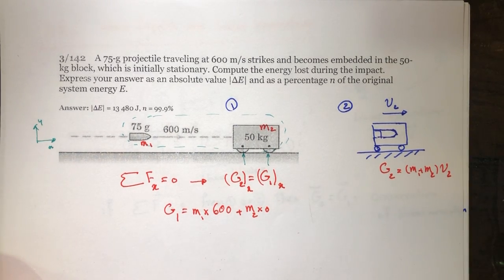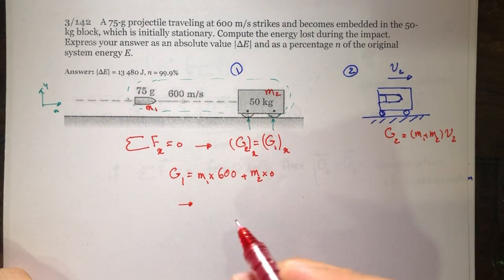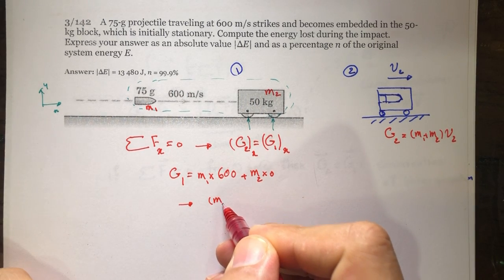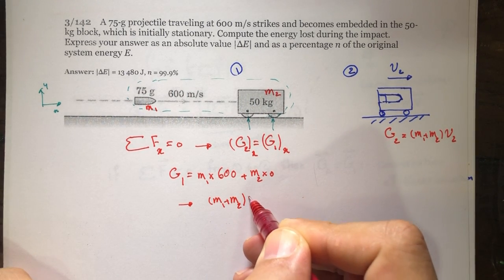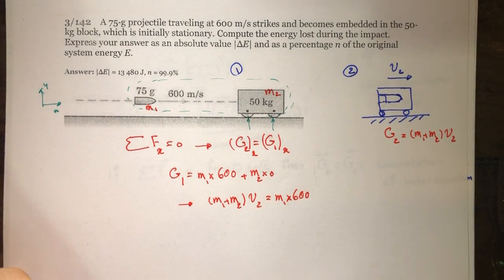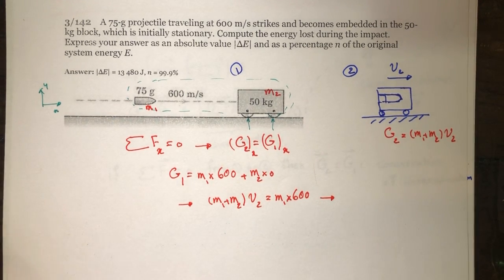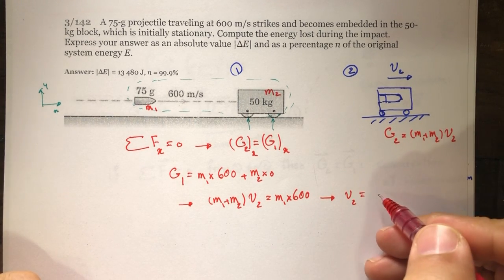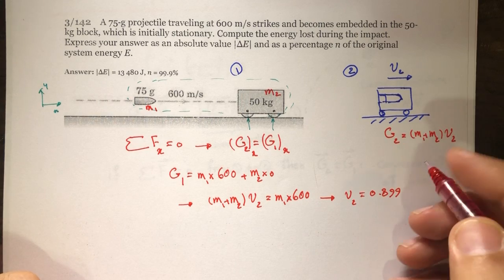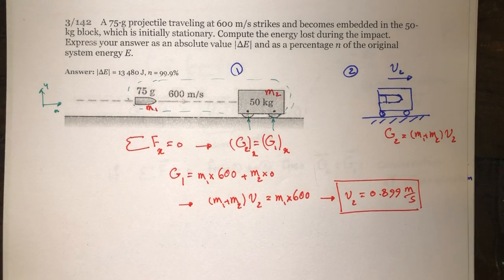So let's put everything back in the conservation of linear momentum equation. We are going to have m1 plus m2 times v2 is equal to m1 times 600 meters per second. We know what m1 and m2 are. If you put in the numbers, then the velocity after the impact is going to be equal to 0.899 meters per second. So that's the velocity after impact.